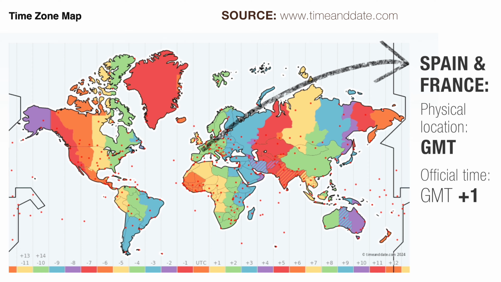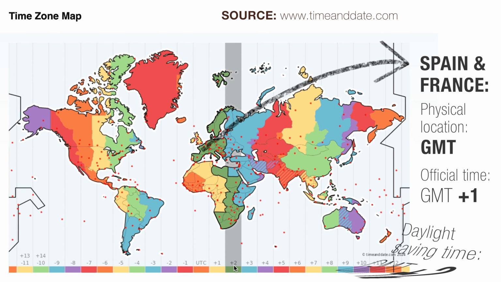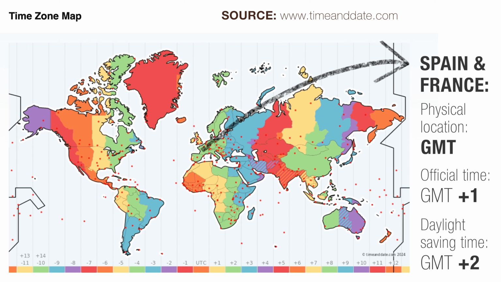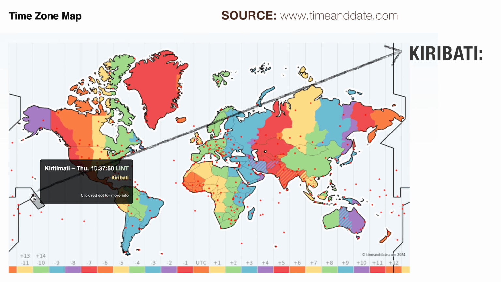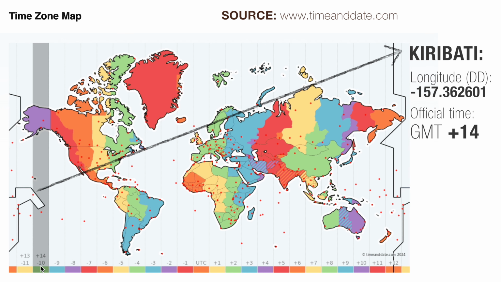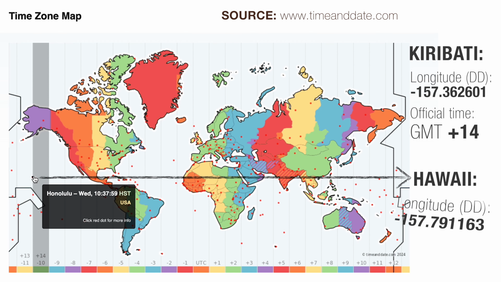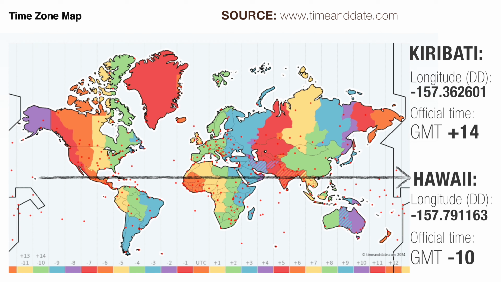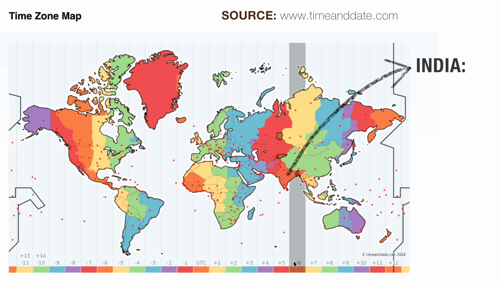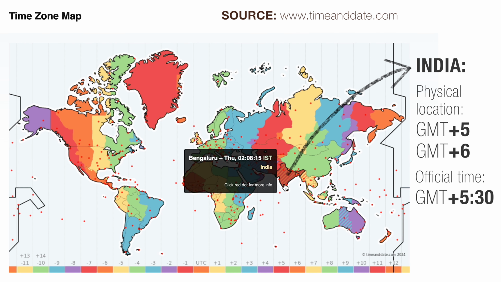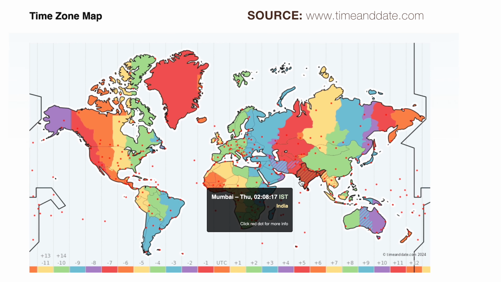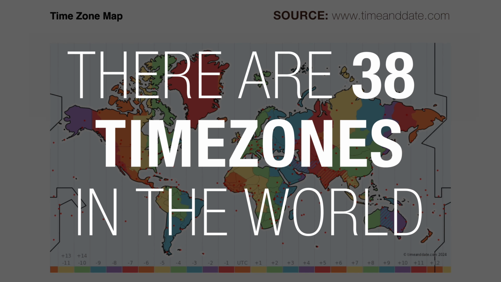At the time of this recording, both countries, like many countries in Europe, were following daylight saving time and are at GMT plus 2. Another example, Kiribati for instance, an island country in Micronesia and the first to see the beginning of a new day, is actually at GMT plus 14, despite being on the same longitude as Hawaii, which counts its time at GMT minus 10. Other nations like India adopted systems that change time zones by smaller increments, like 30 or 45 minutes. India's time zone is GMT plus 5:30. For that reason, instead of only 24 time zones, there are actually 38 time zones in the world.